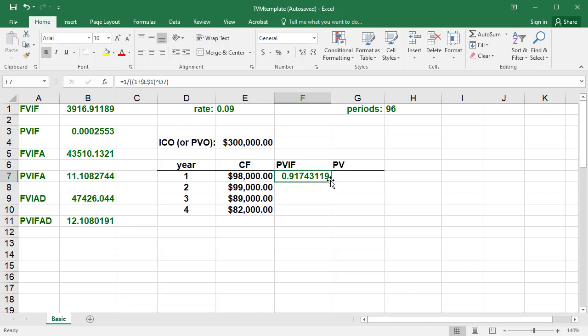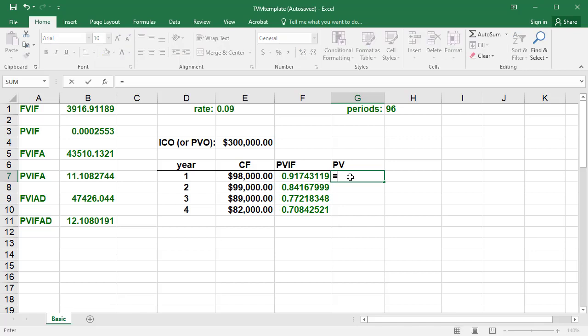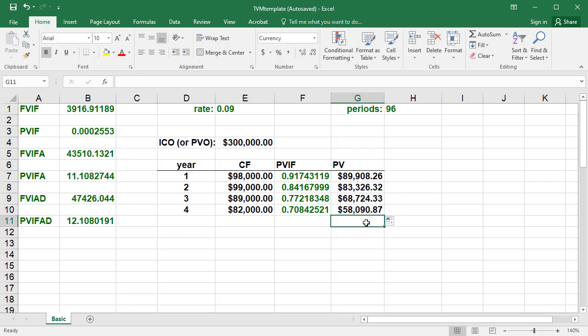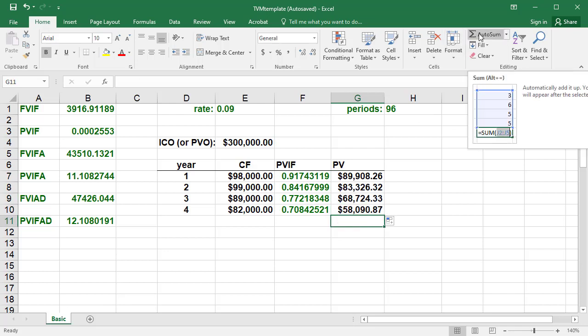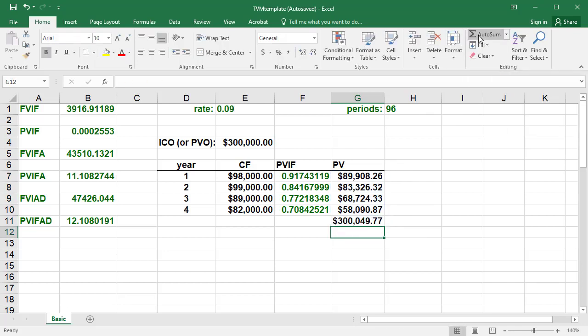If you go down to the lower right, you can grab this and fill on down the line here, and our other factors will be calculated for us. And then the present values can be calculated by taking each cash flow times its present value interest factor. Hit a return. Again, you can use the fill command and auto sum at the bottom. Add those up. And this is the present value of cash inflows.